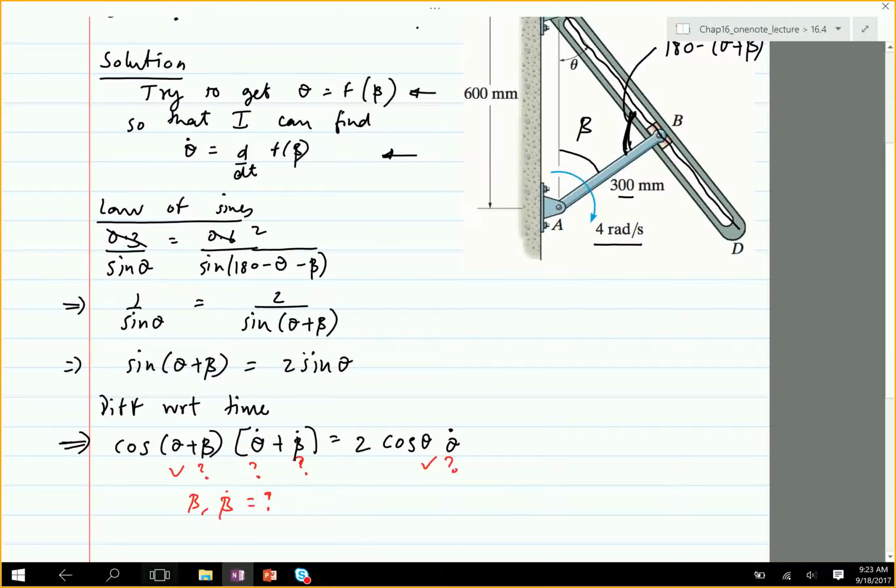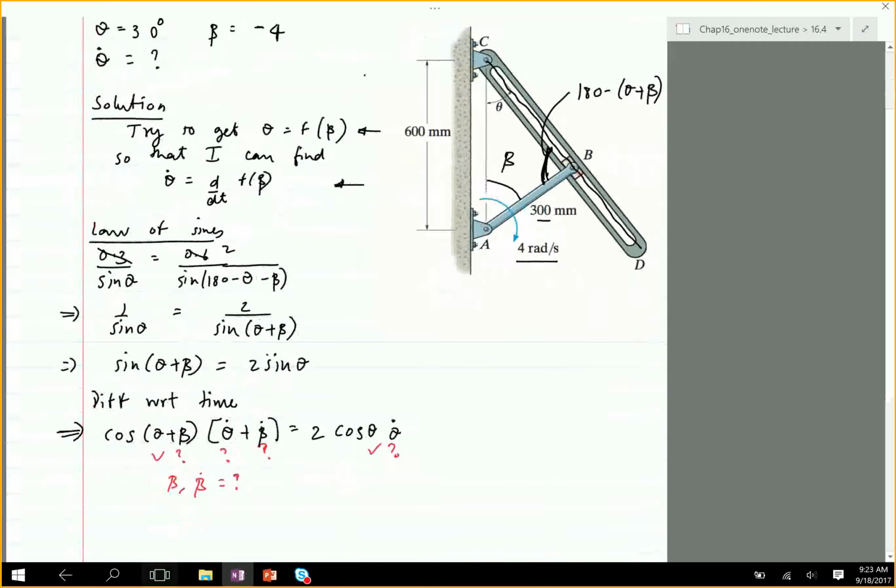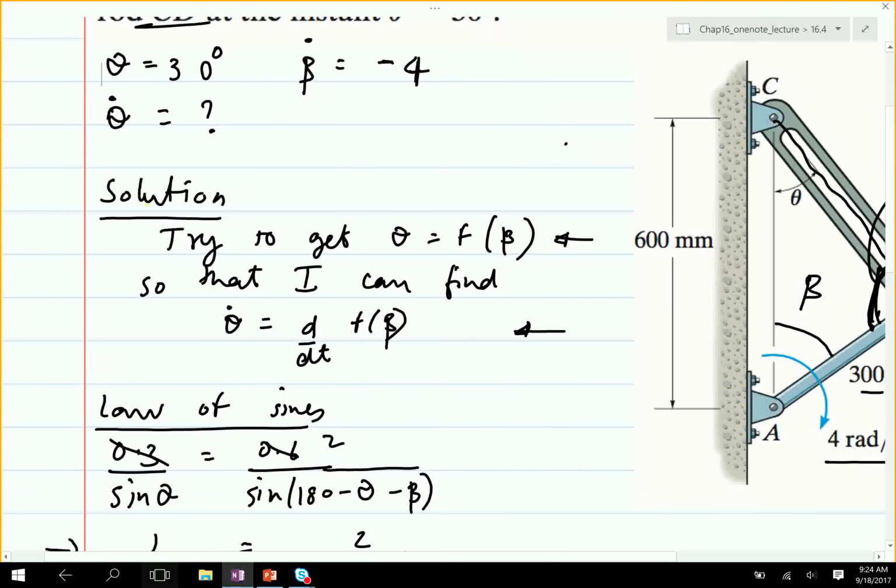Okay, so we cannot solve for two unknowns using one equation. We've got to get one of those two unknowns using a different equation. We know beta dot.